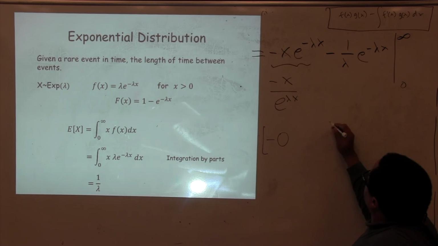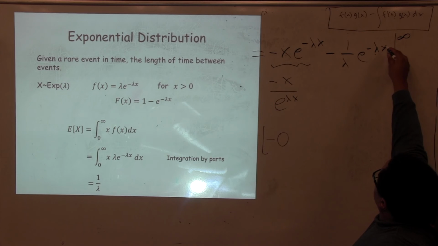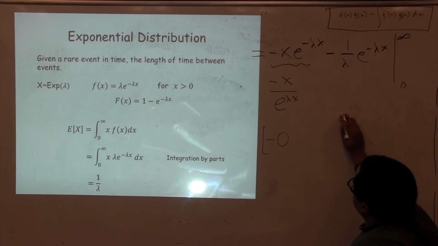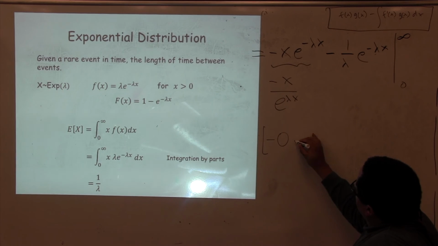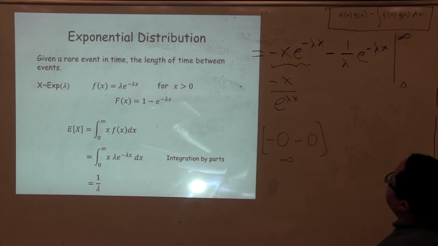Now this term, that's a minus exponent, that's a constant, 1 over lambda. So this is also going to be 0, because this is a minus exponent. It's going to be a very large negative exponent. That's going to be minus 0, minus 0, right? So that's evaluated at infinity.